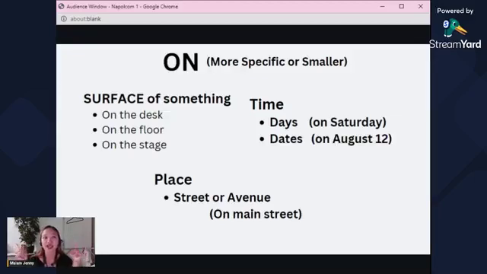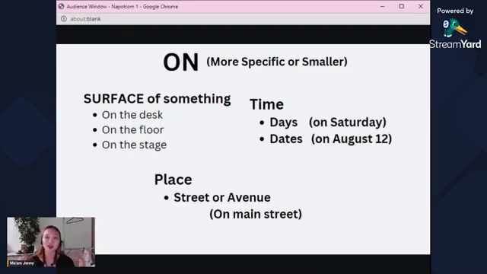Christmas Day is on December 25th. New Year's Day is on January 1st. So, kapag meron ka nang specific date, use on. Kapag month lang, it's in August. Pero kapag may date na, it will be on August 12. Okay?